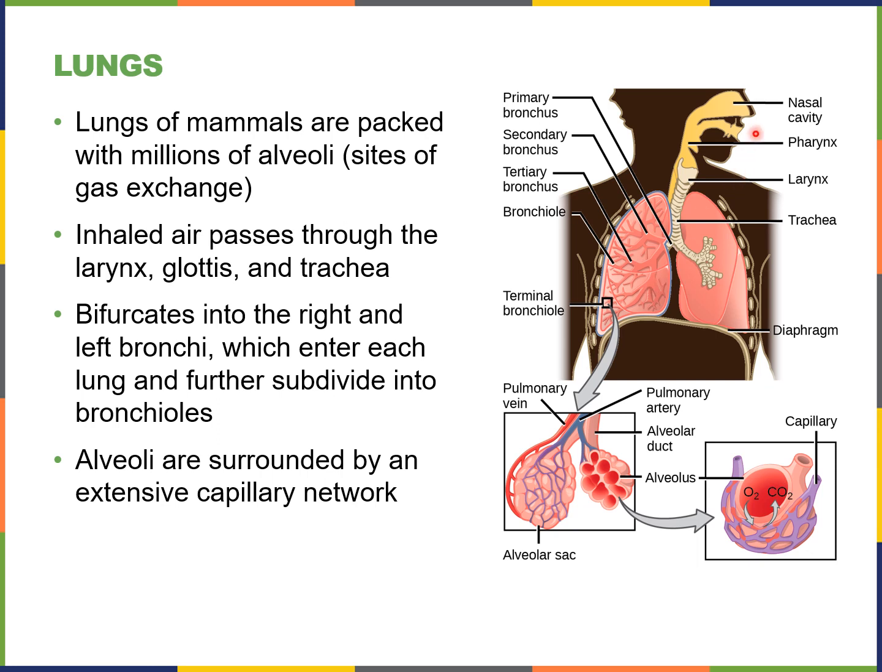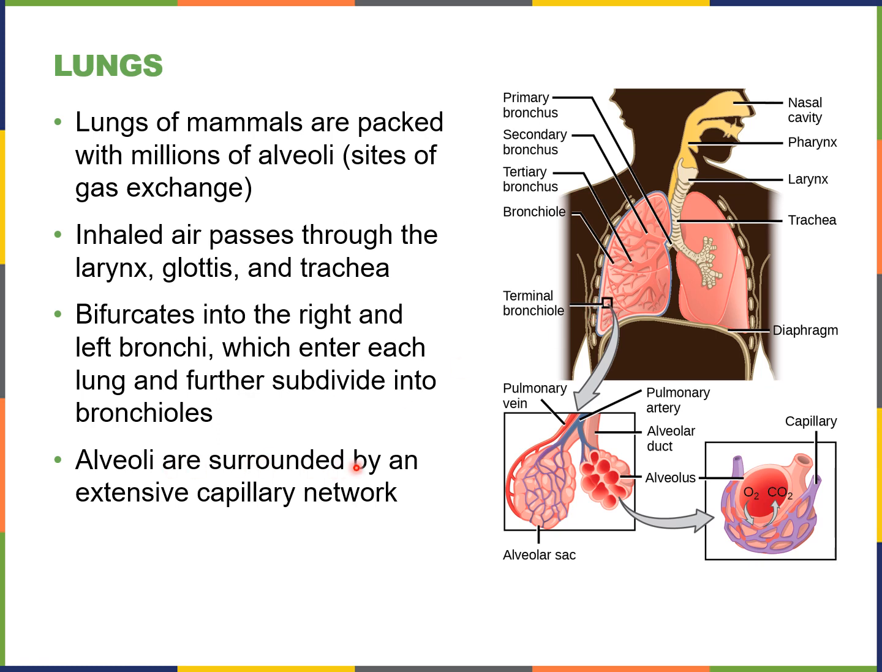So we have our inhaled air again passing through the larynx, the glottis, and the trachea. And then it's going to bifurcate, which just means separate, into right and left bronchi, which then enter each lung and further subdivide into bronchioles. So again, remember we go primary, secondary, tertiary bronchi, or bronchus if we're just talking about one. Bronchi is both of them, and then leading into the bronchiole and ending with the terminal bronchiole.